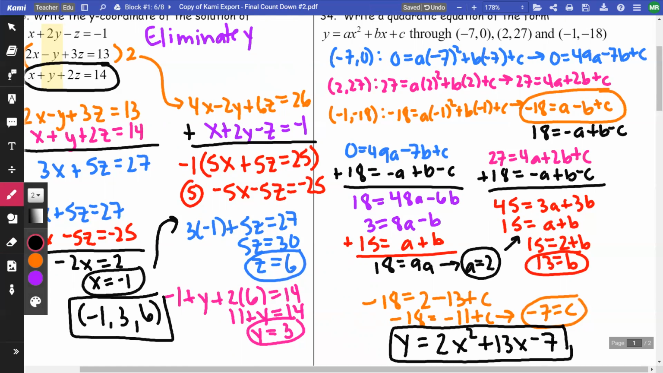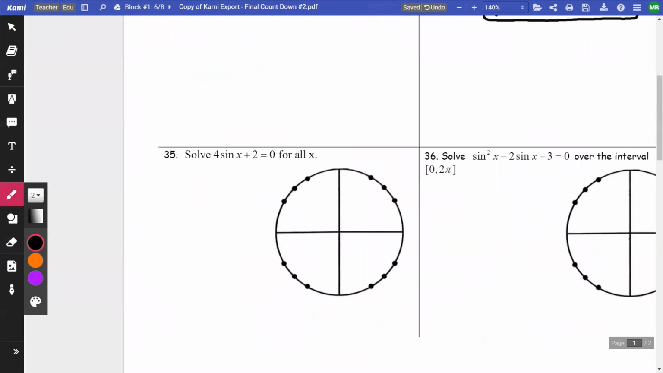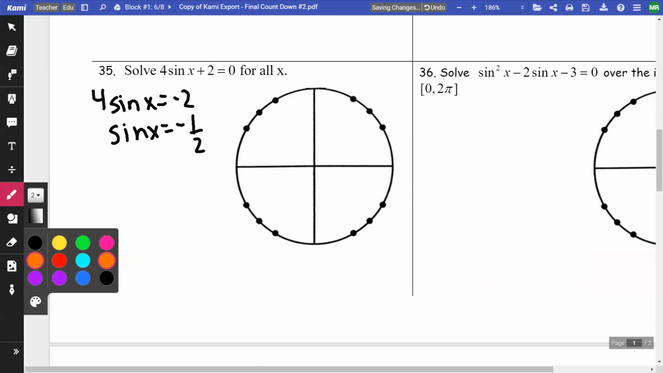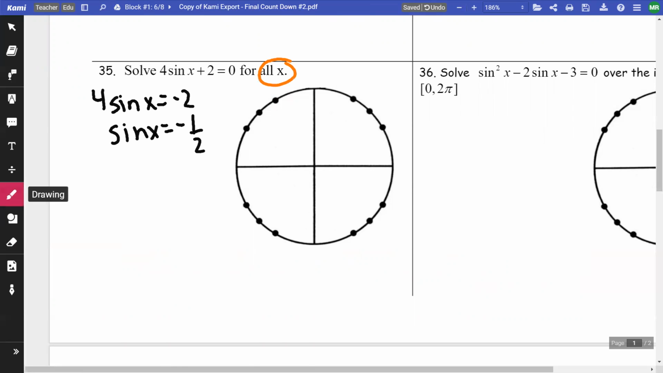Okay, on number 35, this is dealing with our current stuff we've been doing. I want to get my sine by itself. So first I'm going to subtract 2. Then I'm going to divide by 4. So I'm going to get a negative 1/2. And then I want to pay attention to for all. So where is my sine, which is my y coordinate, at negative 1/2? That's going to be in quadrants 3 and 4.